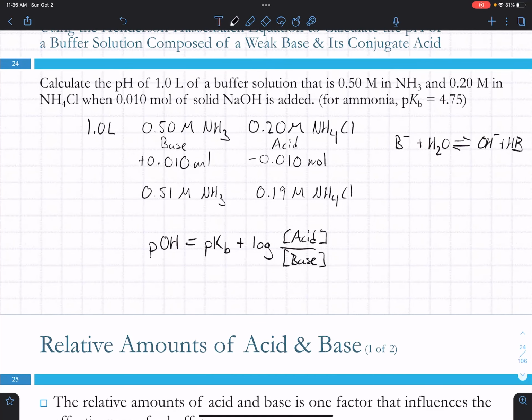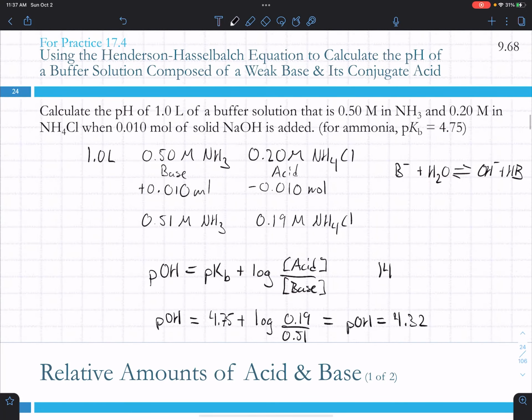So this is pKb plus the log of the acid, 0.19 over 0.51. And these should again be in concentration units, not just moles. Although I suppose in the end, I don't know why I wrote that. The pKb is 4.75. So 4.75 plus the log of 0.19 divided by 0.51. So pOH is equal to 4.32. So now our pH is just going to be 14 minus 4.32, 9.68. Just like that.